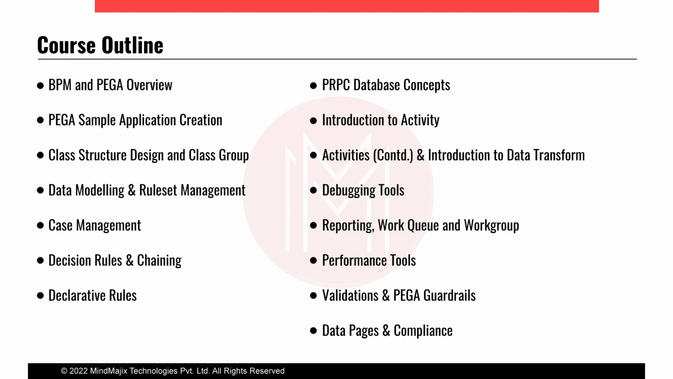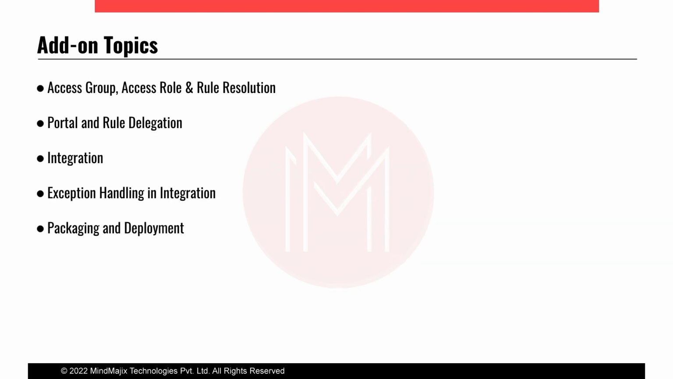So moving to the next slide. On the next slide, we have some add-on topics, like the security topics in Pega: access group, access roles, rule resolution. For each application, you have a limited set of access. You don't have access to the whole application. Either you can create, or you can update, or you need to send some email.